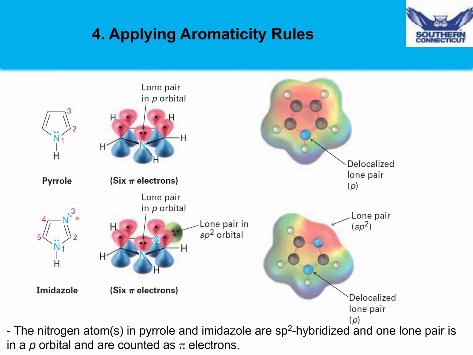The lone pair on nitrogen 3, however, is actually in an sp2 orbital, which is perpendicular to the other p orbitals, or to the pi cloud. And so that lone pair, which is shown here in green, will not be counted as part of the pi electrons.